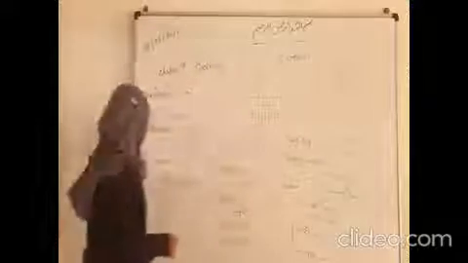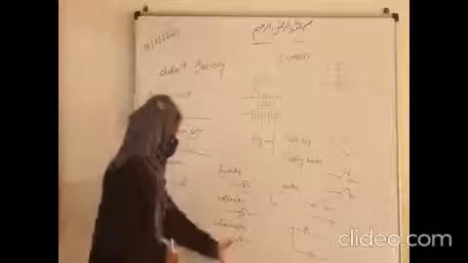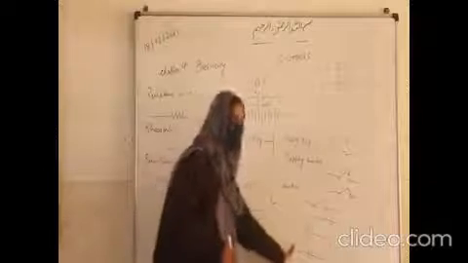Then we have a resistance wire. A resistance wire is always represented like this, a wire which has resistance. This is a plain wire which has no resistance.